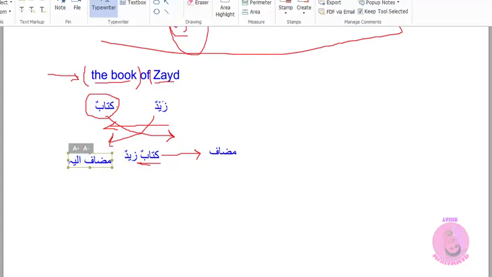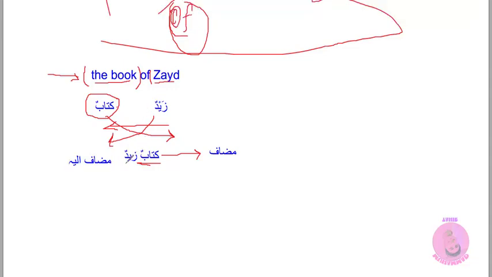Mudaf ilayhi. Okay, mudaf ilayhi. Kitabun, the possessed noun, is called mudaf, and Zaidun, the possessor, is called mudaf ilayhi in the Arabic language. Okay, now what are those two changes that we are going to make?